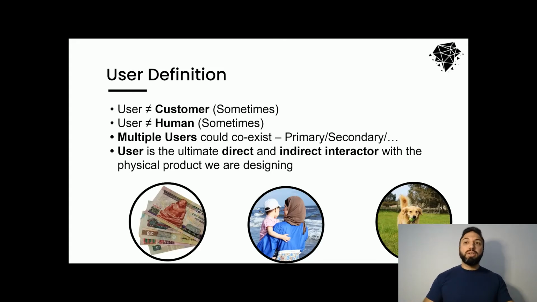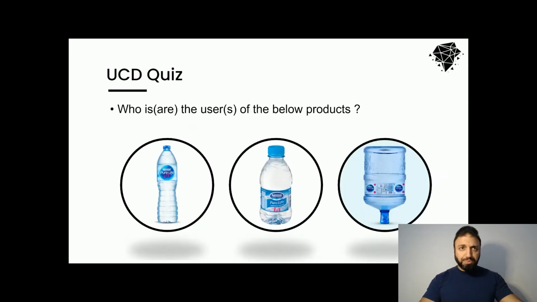And this is another interesting thing. There is a direct product interactor, a person that uses the product directly, and there is an indirect interactor as well to that same physical product, right? So I'm gonna just put a pin there. I will not discuss this right now, but with some examples, it will be super clear to everyone what we're trying to achieve here. So time for a quick quiz.